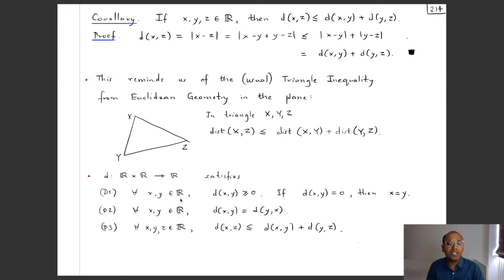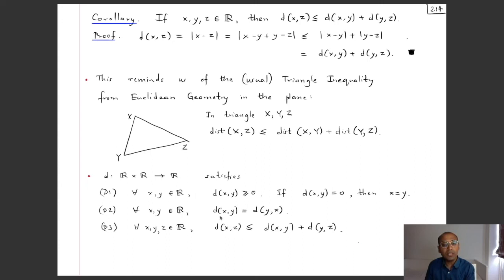So for any two real numbers, the distance between x and y is of course the mod of x minus y, which is always greater than or equal to 0. Moreover, if the distance between two real numbers is equal to 0, so if mod x minus y is equal to 0, well, the only number whose mod is 0 is 0. So x minus y is equal to 0, which means x is equal to y. So it has this first property. That's sometimes called positive definiteness, but we don't have to worry about that.